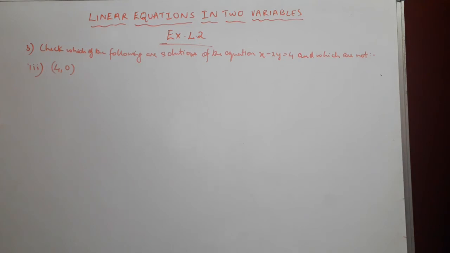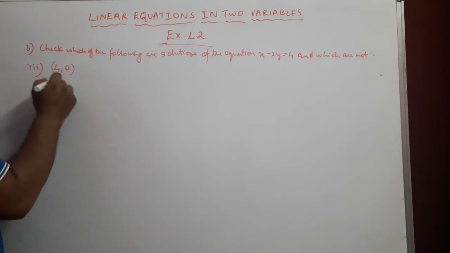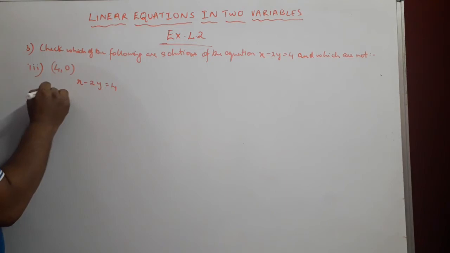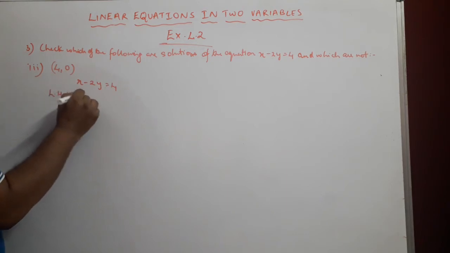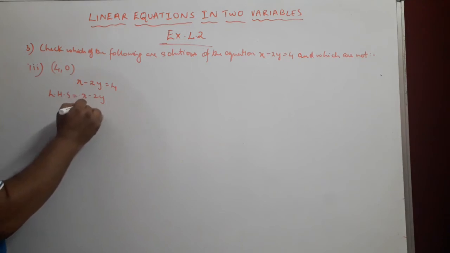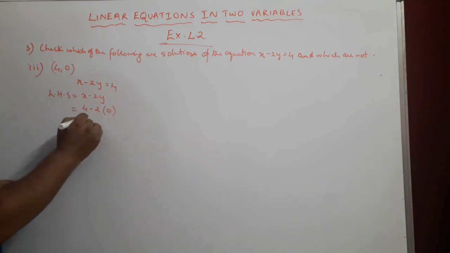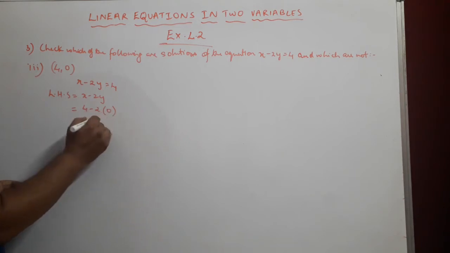Coming to the next problem, we have 4, 0. Let us check whether these coordinates are solutions of the given equation x minus 2y equal to 4. Once again, we write down the equation x minus 2y equal to 4. Left hand side equal to x minus 2y. In place of x will come 4. In place of y will come 0. 4 minus 2 into 0 is 0.